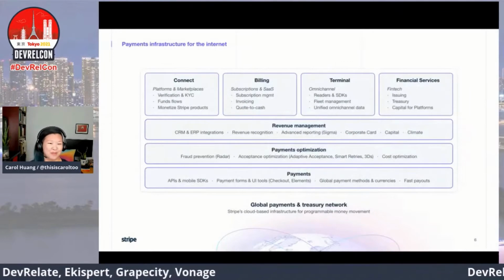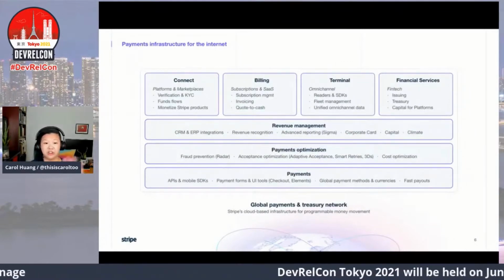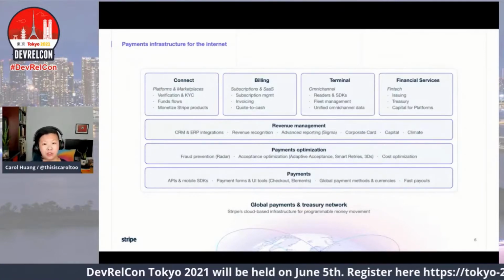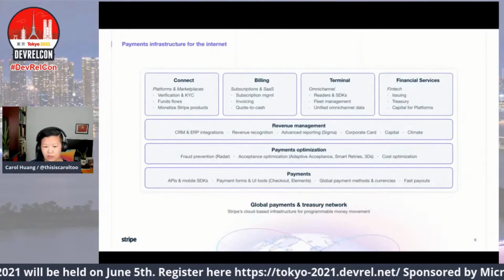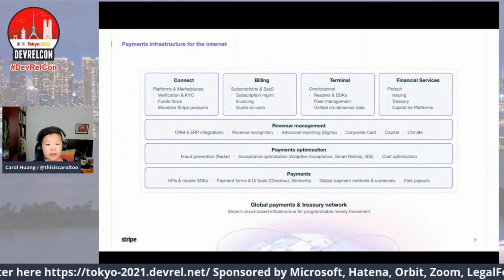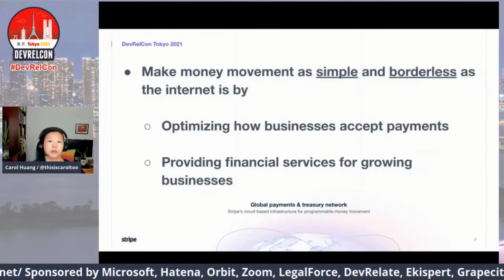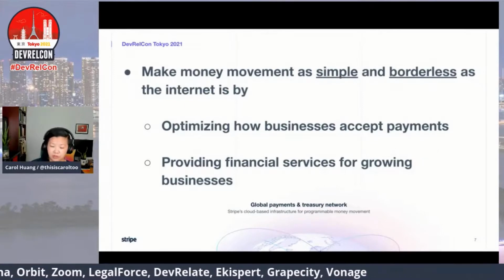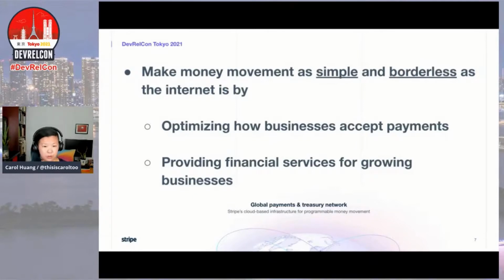We do this by building what we call the GPTN, or the Global Payments and Treasury Network. There's a lot on this slide. You don't need to read it all. If you're glancing at it, you'll probably see some things you recognize, like checkout, maybe fraud prevention, invoicing, and some things you might not, like card issuing, card readers, capital for platforms. All you really need to know is that at Stripe, we are trying to make money movement as simple and borderless as the internet is by optimizing how businesses accept payments and providing financial services as they grow.